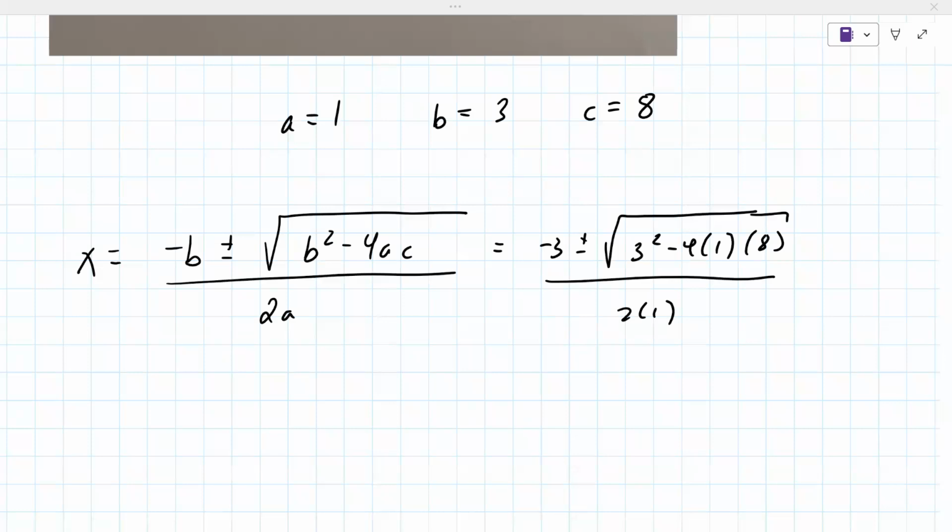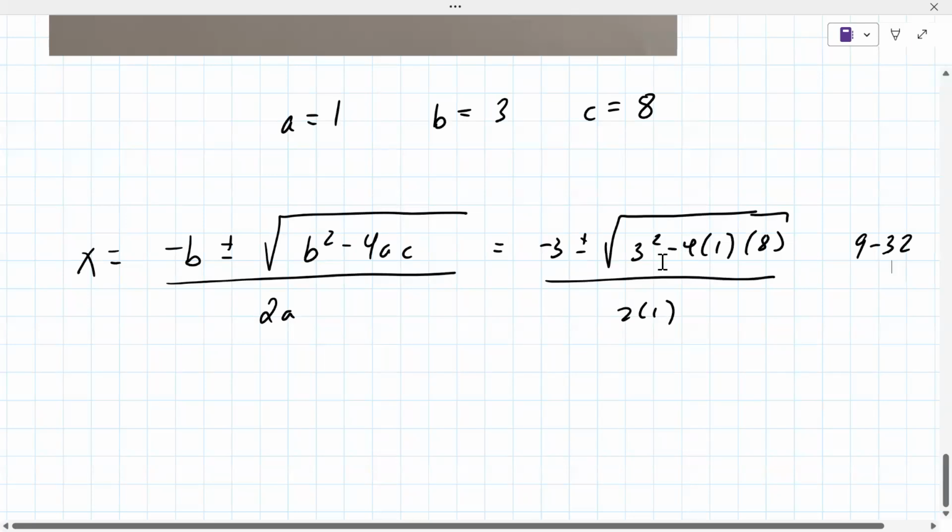I put 3 squared minus 4, negative 4, and then 1 in parentheses and 8 in parentheses. But I'm telling you what it is, Josh. It's 9 minus 32. You just have to commit, and if you're using the Desmos calculator, you can enter it exactly the way it's written here: 3 squared minus 4 parentheses 1 parentheses 8. It will give you the answer.